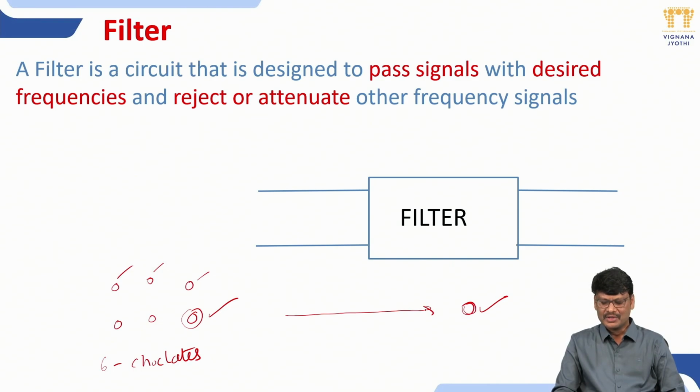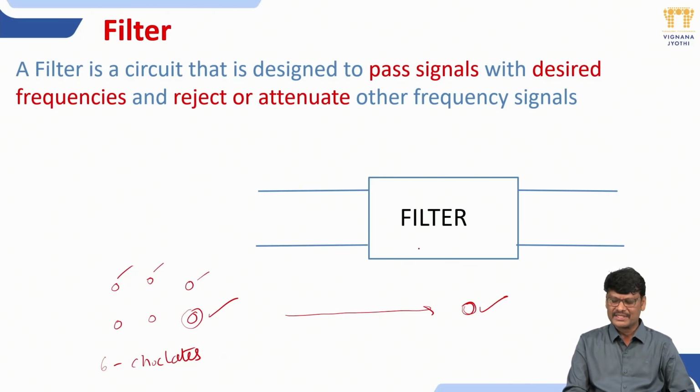Right now, what is the name of this entire process? This entire process is nothing but the filtering process. I have to leave all the remaining chocolates except this 5-star chocolate, as I am liking this chocolate. So this process is nothing but filtering. So this is the simple definition of filter.